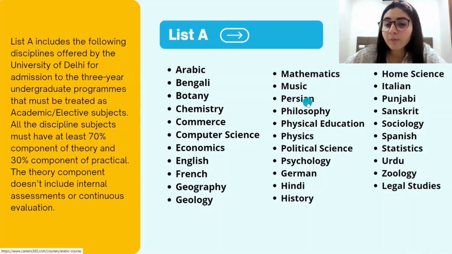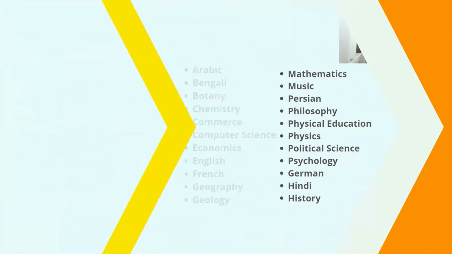In this list, there are some exceptional subjects as well. For example, physical education. Most of the students have this doubt whether we can include physical education while calculating best of 4. Well, it depends on the course and it also depends on the college. For most of the honors programs, you cannot include physical education while calculating best of 4. And there are some colleges that will allow you to add. So you will have to check the official websites when the cutoffs are released. So this is the list A.